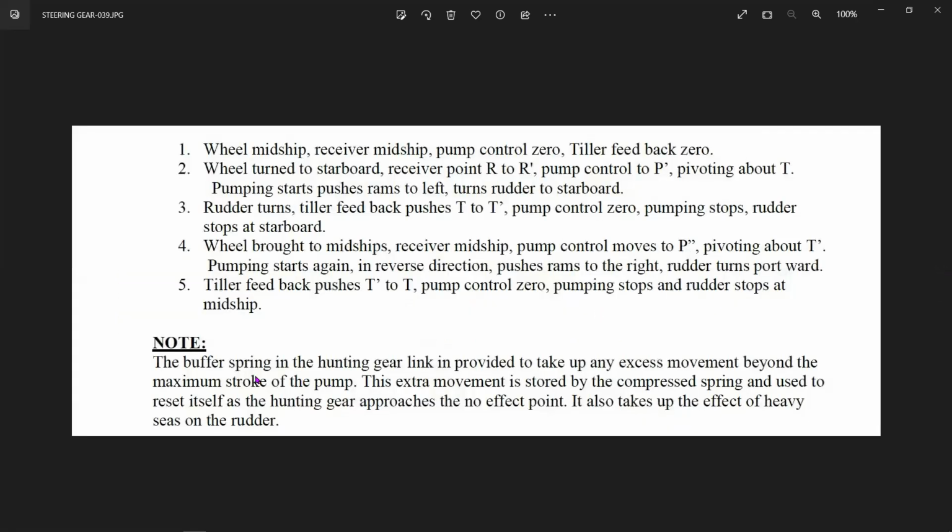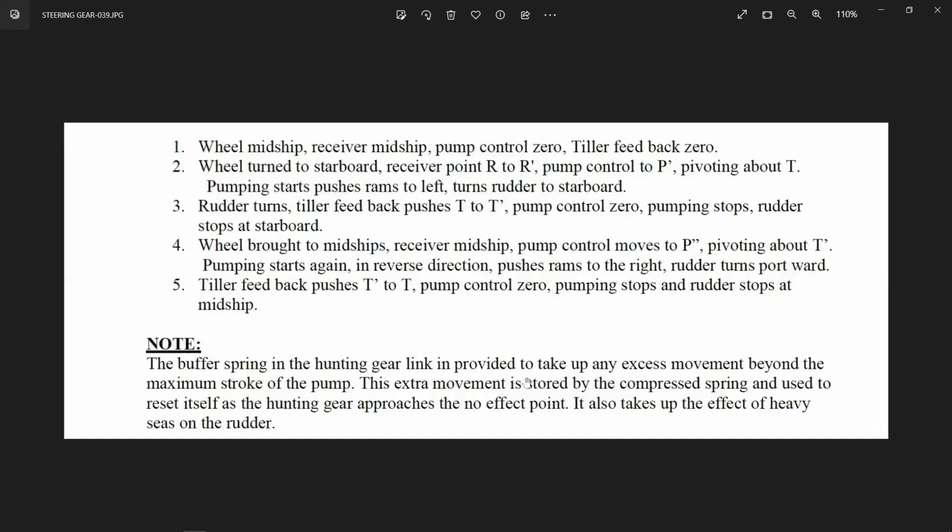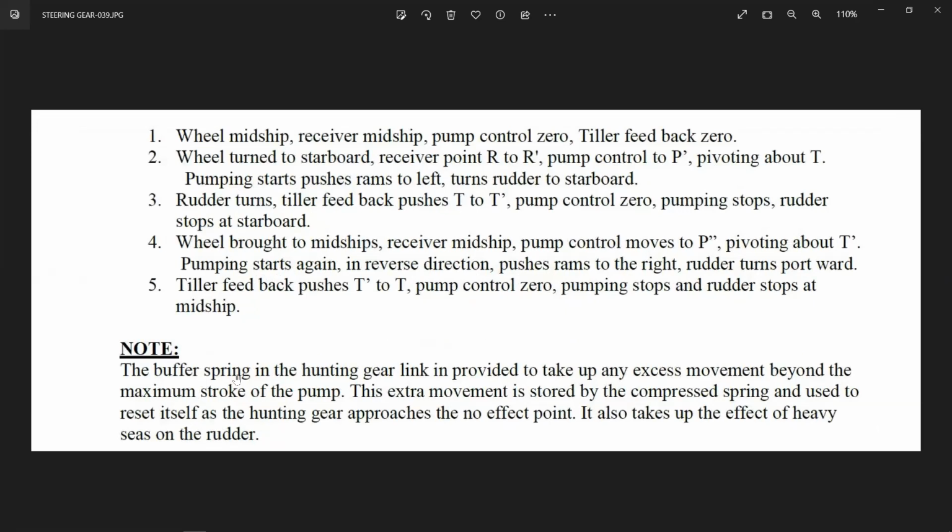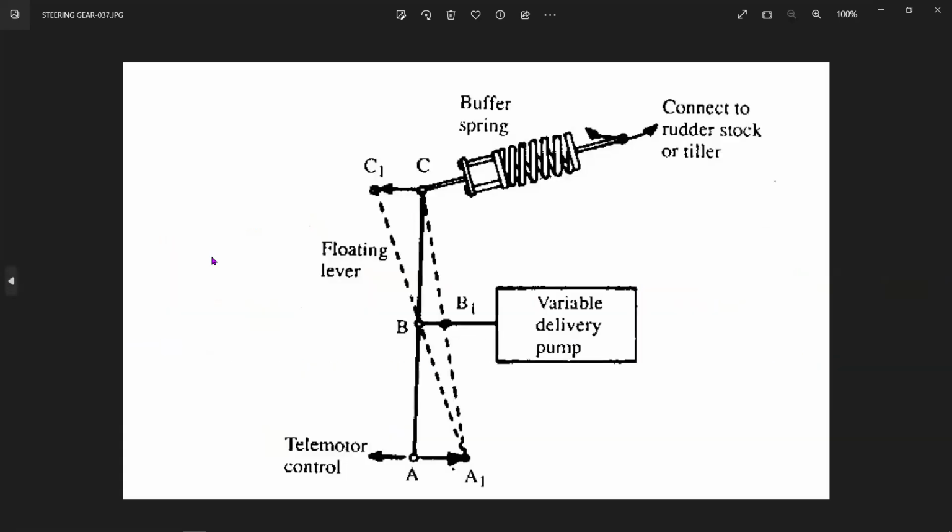See that the buffer spring in the hunting gear is provided to take up any excess movement beyond the maximum stroke of the pump. The extra movement is stored in the compressed spring and used to reset itself as the hunting gear approaches the no effect point. It also takes the effect of the heavy sea on the rudder. That means in case a heavy sea is there, this buffer spring also acts to minimize that, and as it approaches the neutral position, it will take effect faster.